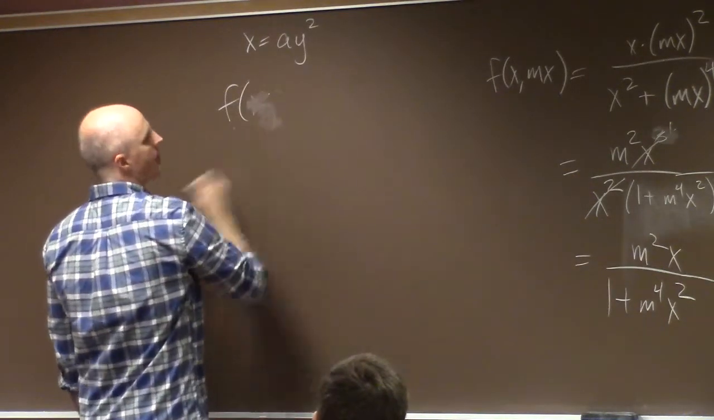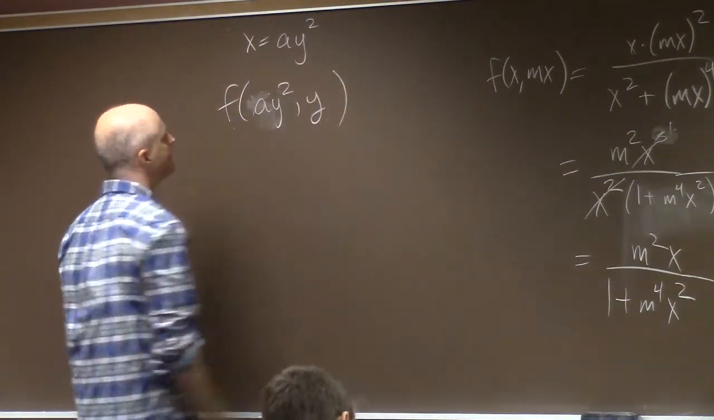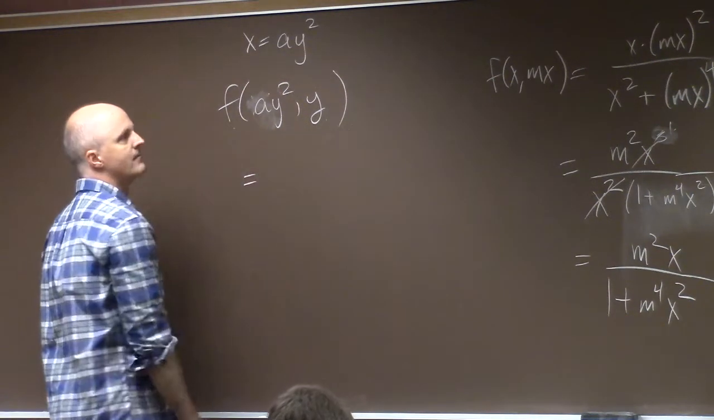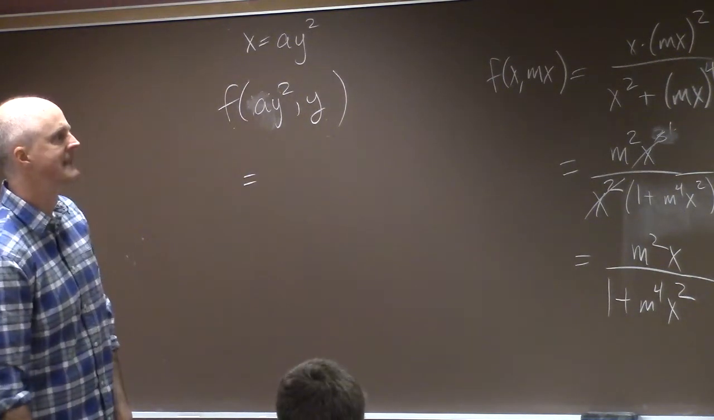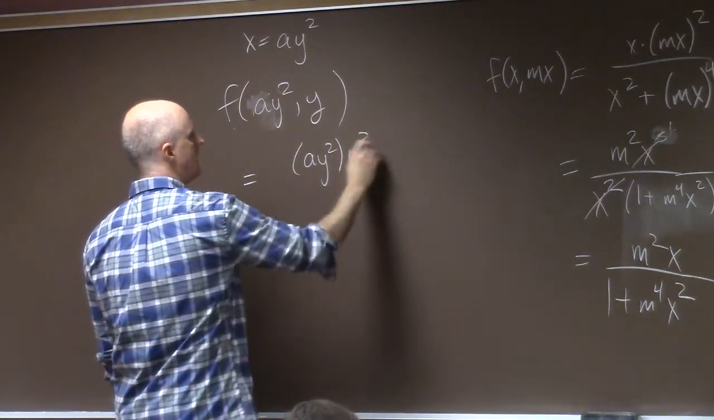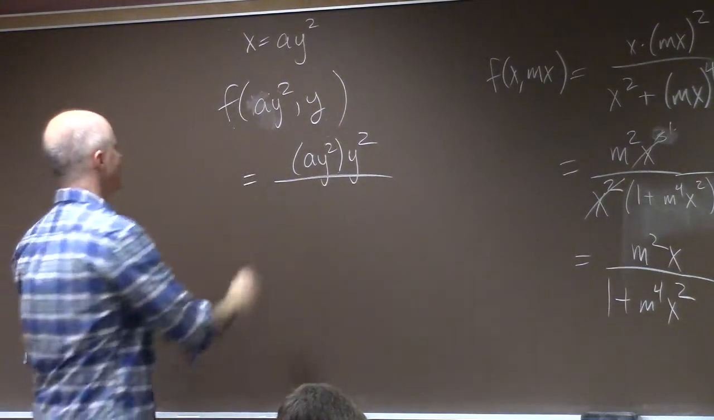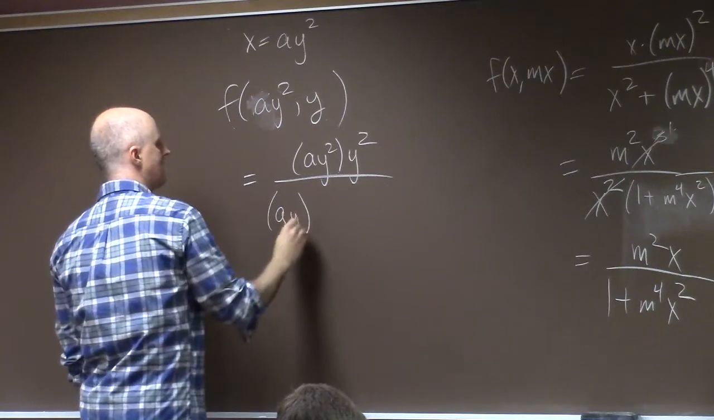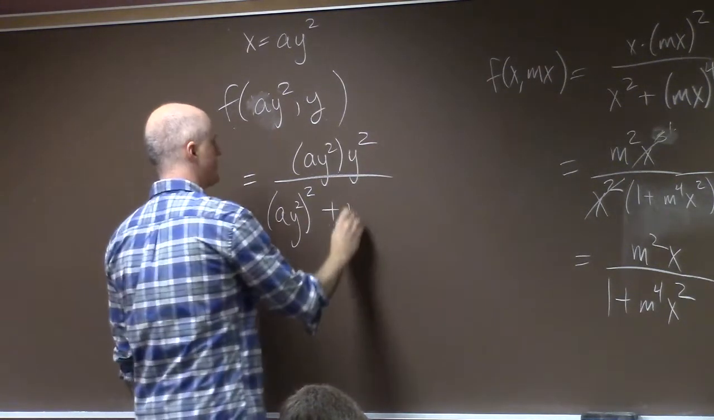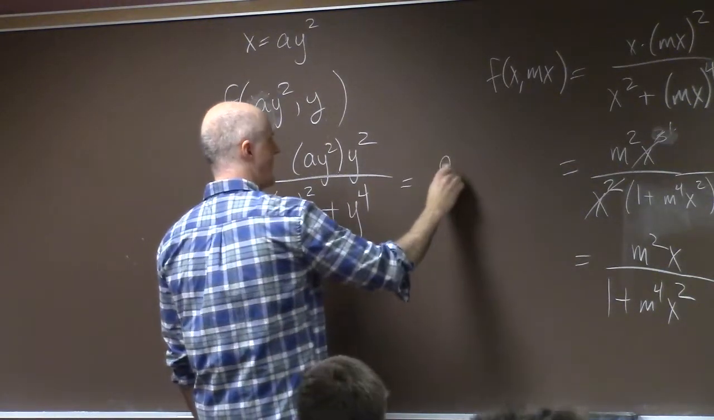Replace x with ay squared and see what you get. Again, look at the formula up there. Replace x with ay squared. That formula way over there. Every x gets replaced with ay squared. Catch me if I make any mistakes.